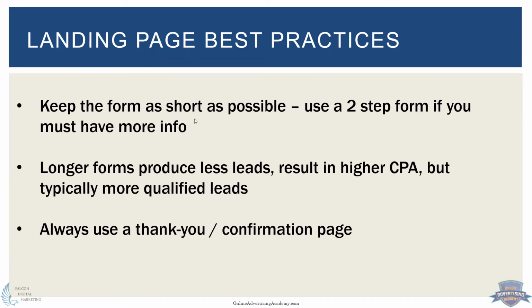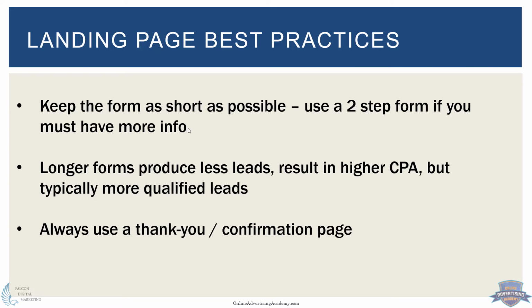Also, you want to keep the form as short as possible. Use a two-step form if you must have a lot more info, because it can lower your conversion rates if you have a very large form with 10 different fields. So you could do a two-step one. Maybe the very first one has name, email, phone number, nothing else. Or just email, maybe name and email only, just as short as possible.